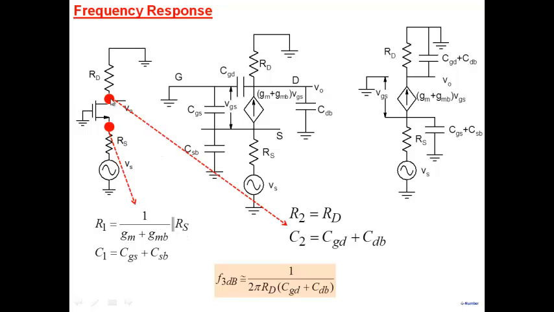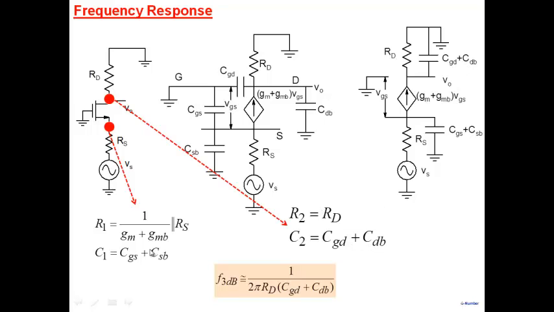The other node is here at this particular one. Resistance looking up is RD. When you look down into the drain, you see a large resistance, so you ignore it. So the net resistance is RD here. The net capacitance at this particular node is CGD plus CDB. So you put this here.